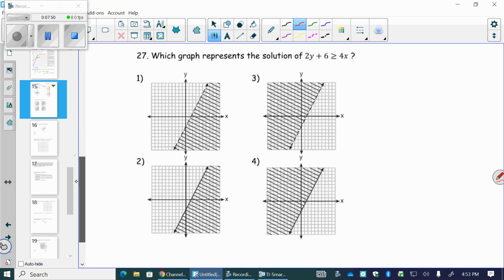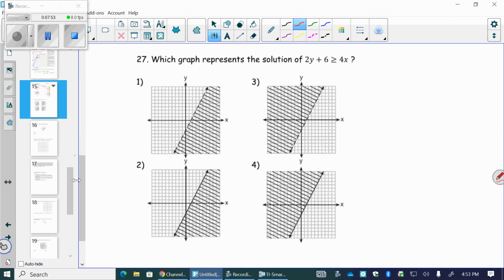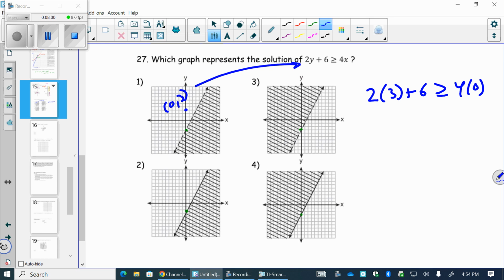Okay, which graph represents the solution to this? So something to notice, if you look at all these graphs, it looks like all these lines go through -3, and they all look like they have the same slope. So I don't need to worry about trying to solve everything. What I do need to do is check a point. So pick any point you want on the axis that isn't on the line. So let's pick this point up here. Let's pick the point 0, 3. And let's plug it into this equation. So 2 times 3 plus 6 is greater or equal to 4 times 0. That's what we're going to do.